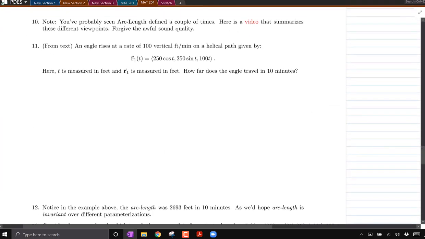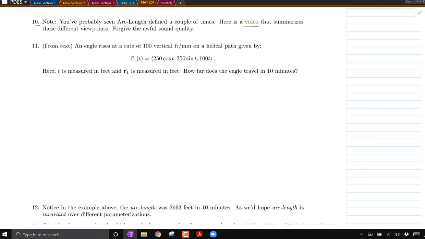So folks, this is where in number 10 here I say, hey, you've probably seen arc length defined a couple of times. So here's a quick video that looks at the different viewpoints you've seen over the years of arc length. If you get a chance, I recommend that you take a look at that. Okay, so let's actually put this into practice here.